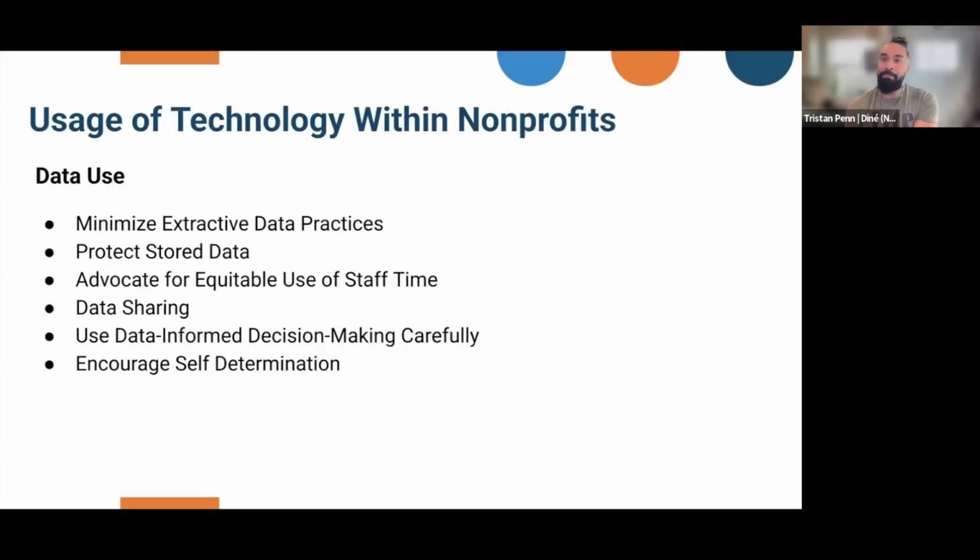Minimizing extractive data practices. This is why it's at the top of the list, because I know there's a lot percolating within your minds about the hot topic now, which is AI. I'm not going to dedicate this entire presentation to AI. I could, but I want to stay on topic. I do want to say that this does include AI, and it is probably the headline of extractive data policies and practices.